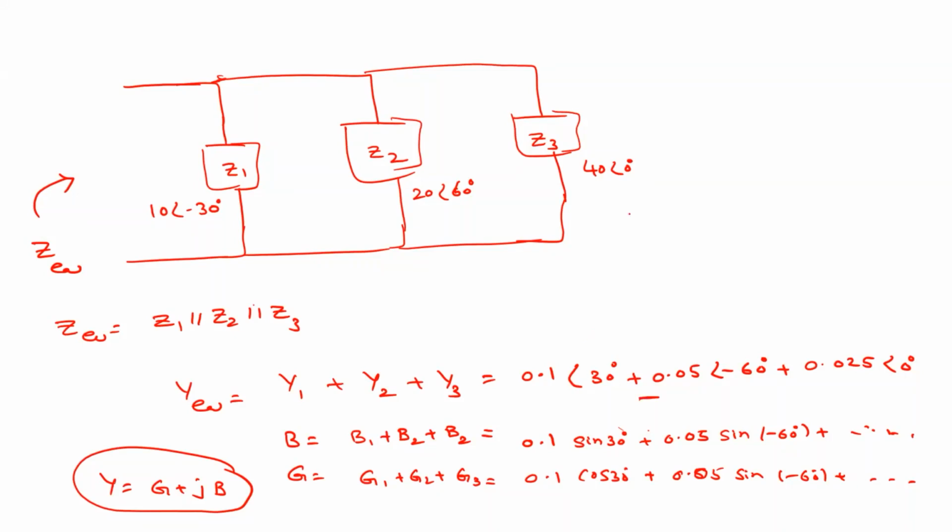So what is the answer? What is Y? Let me explain Y1: 0.1 at an angle 30 degrees in place of minus 30. We have Y1 equal to 1 by Z1. Z1 is 10 at an angle minus 30, so its reciprocal is 0.1 at an angle 30 degrees, right?